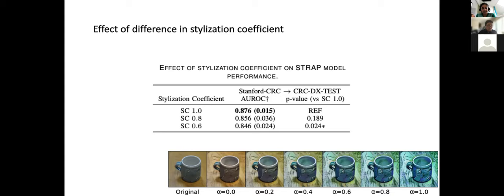When we apply style transfer, there's a hyperparameter called the stylization coefficient. It controls how much you change the image style. If you use a lower value of the stylization coefficient alpha, it looks similar to the original images, and if you have a larger alpha, it's more strongly stylized. So I applied three different stylization coefficients, 1, 0.8, and 0.6. And when we used a larger coefficient, the model performance was higher.